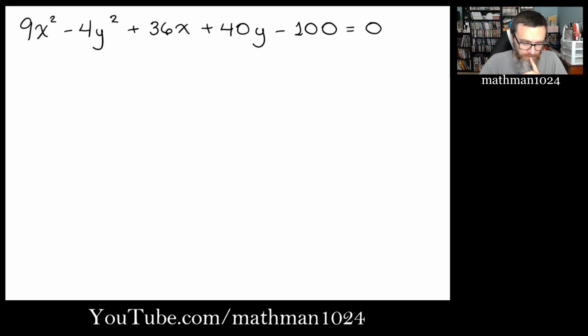Well, if the x squared and y squared are both positive, and they have the same coefficient, a circle. If they're both positive, but they have different coefficients, typically an ellipse. But if one is positive and one is negative, now we're talking about a hyperbola.